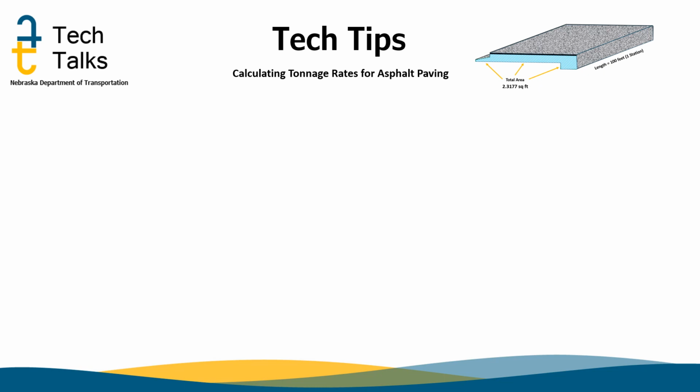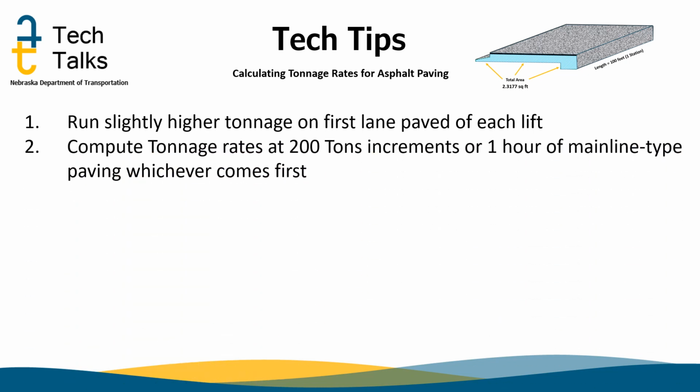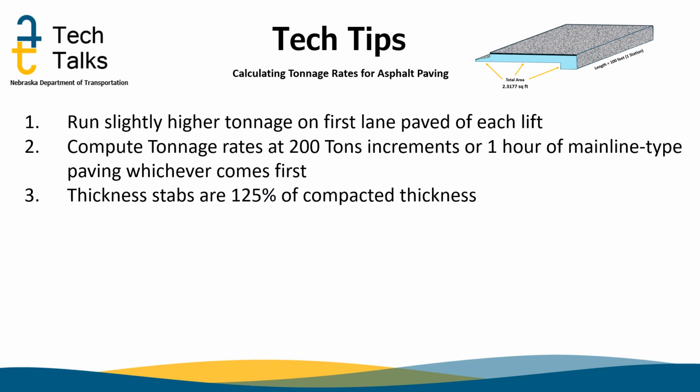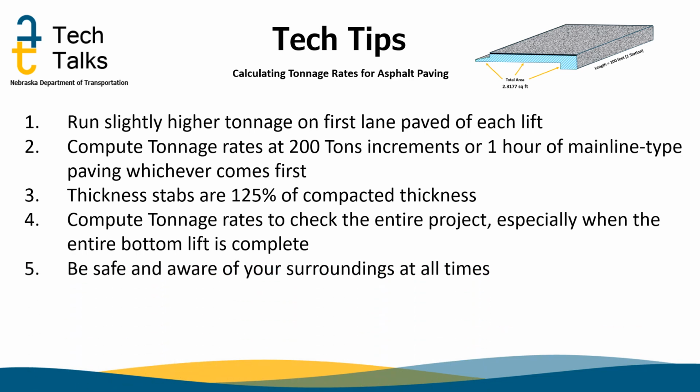Now we will finish the presentation with some tech tips. Run slightly higher tonnage on the first lane paved of each lift. Compute tonnage rates at 200-ton increments or 1 hour of mainline type paving, whichever comes first. Thickness stabs are 125% of the compacted thickness. Compute tonnage rates to check the entire project, especially when the entire bottom lift is complete. Be safe and aware of your surroundings at all times.